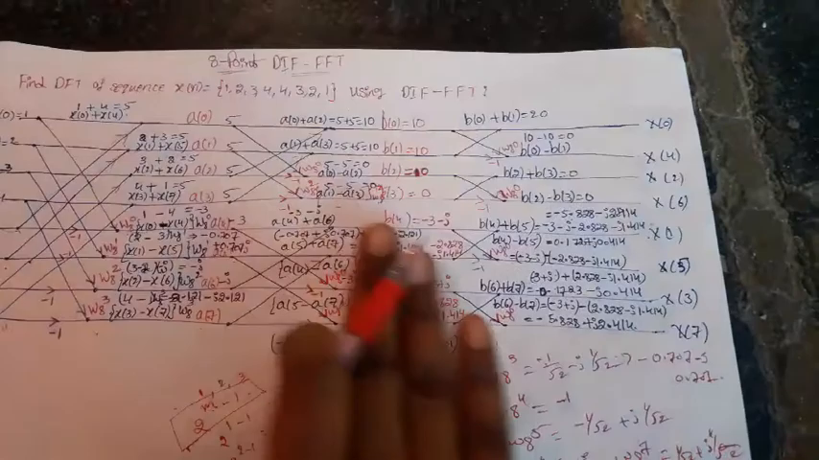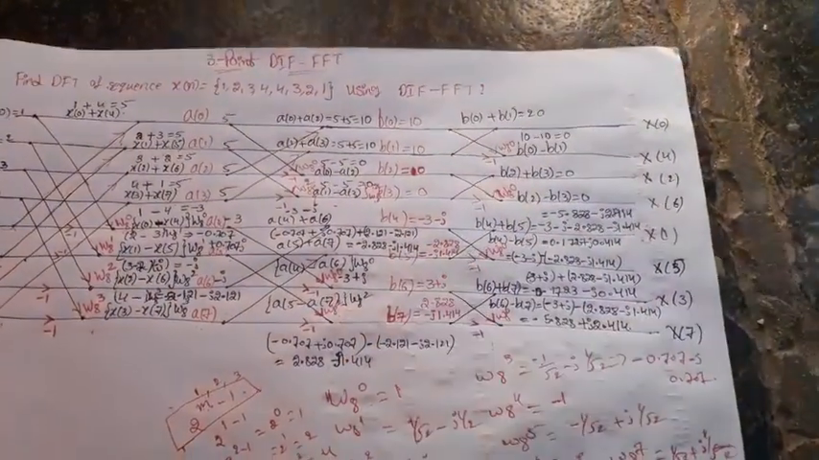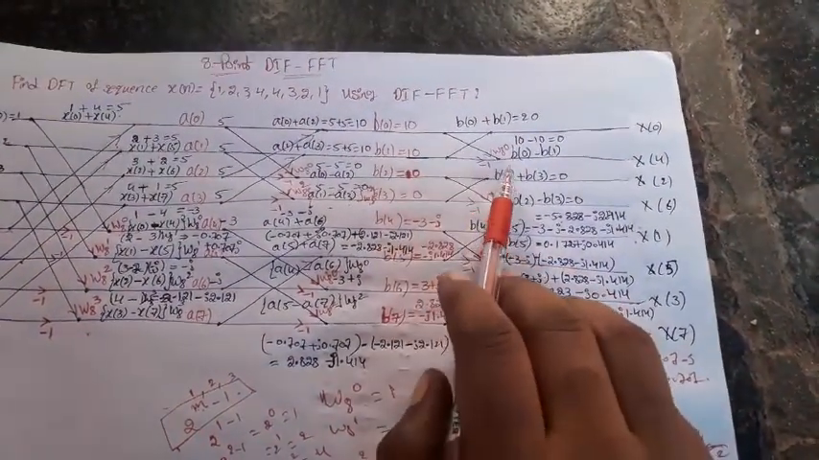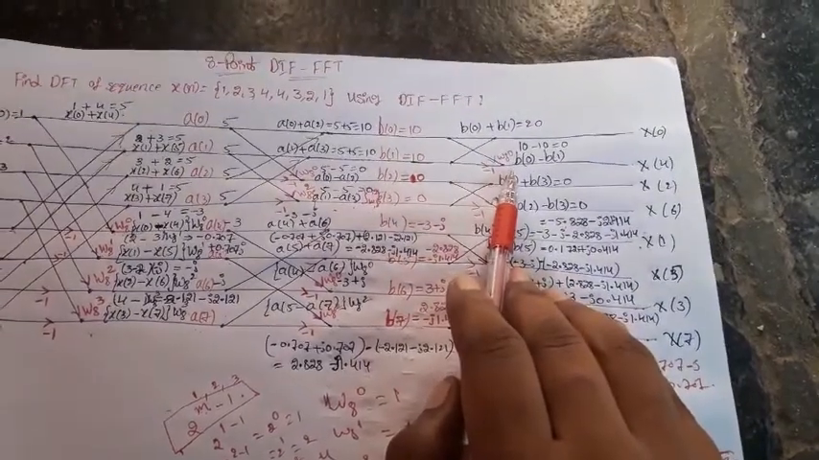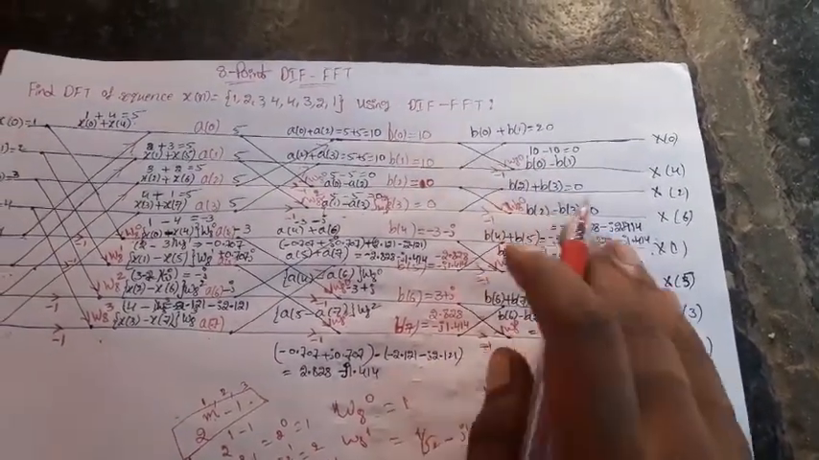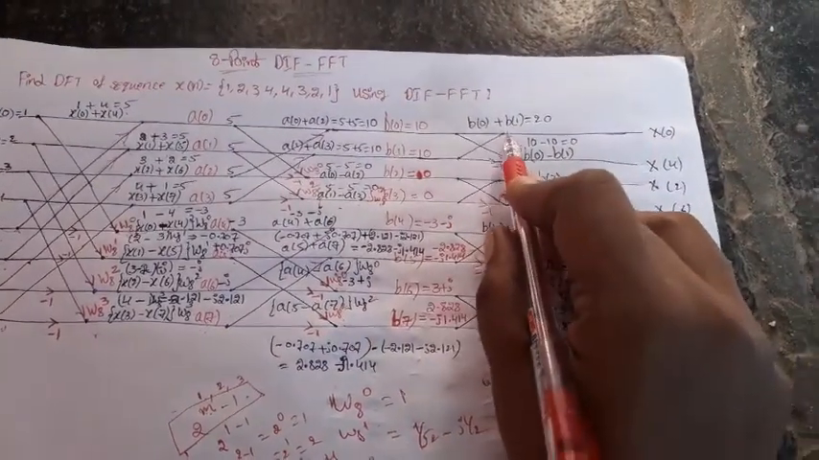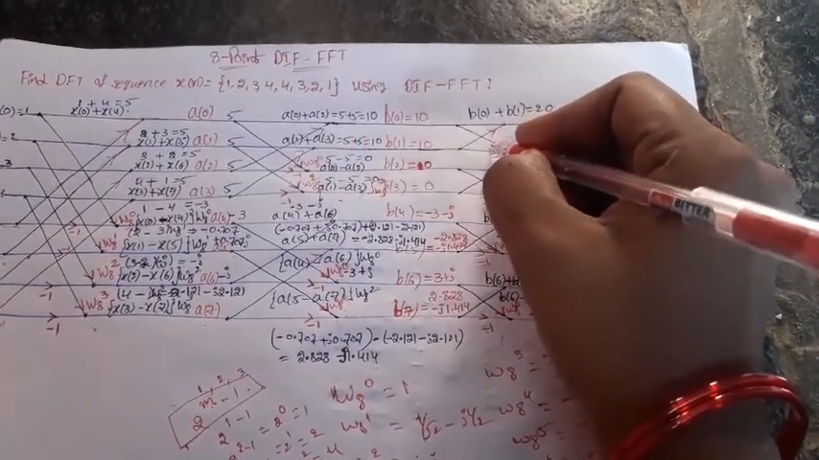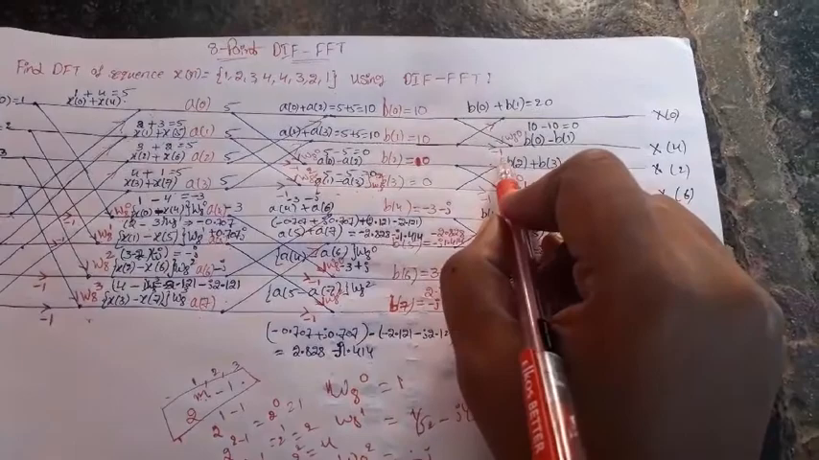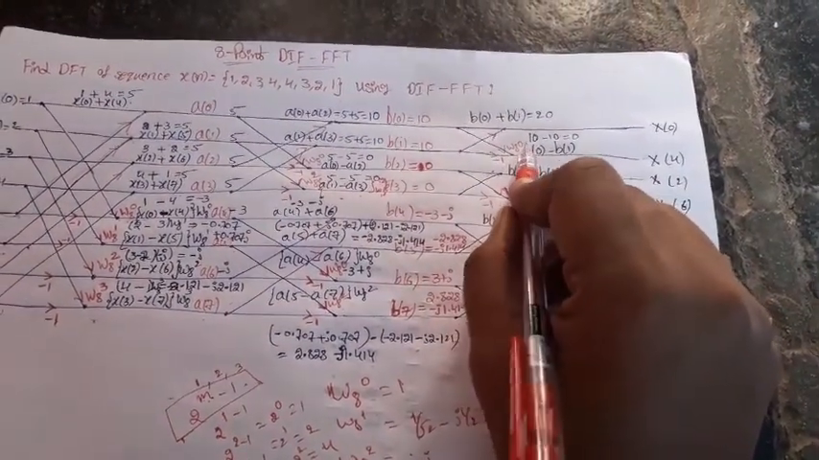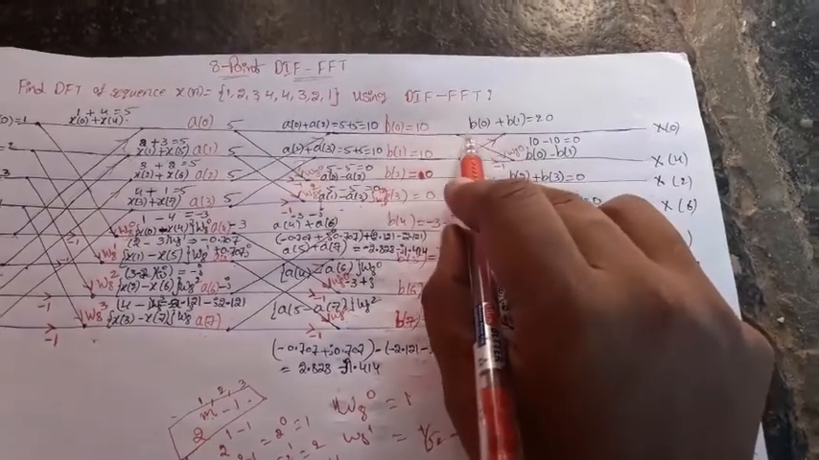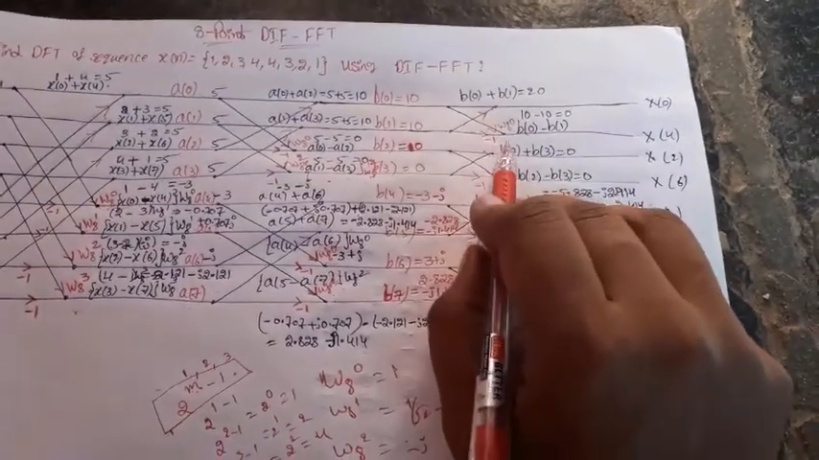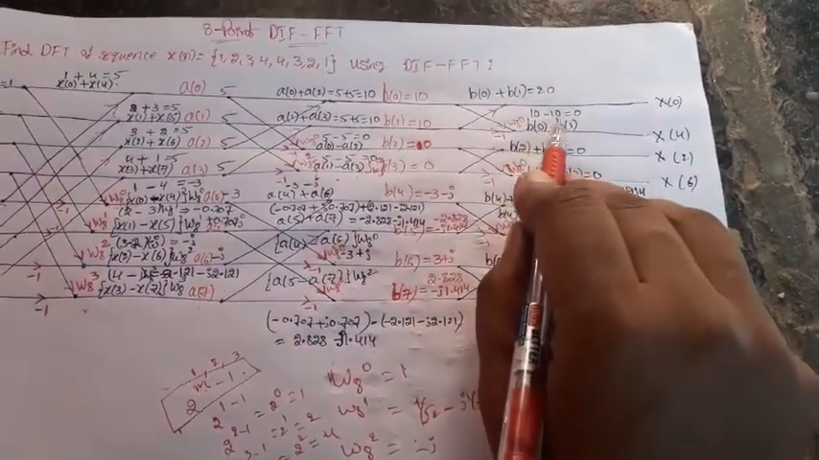These second stage outputs are taken as the next stage inputs. Okay, see here the next stage: b of 0 is connected to b of 1, from this direction to this direction, and here the base terminal is multiplied with minus 1 with w8 to the power of 0. That can be simplified here. b of 0 plus b of 1, that is 10 plus 10, 20. Next b of 0 minus b of 1, 10 minus 10 is 0.